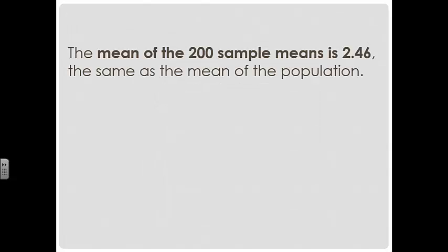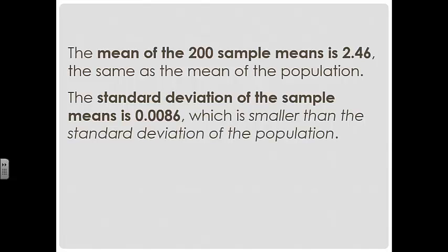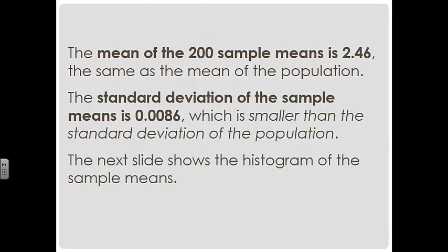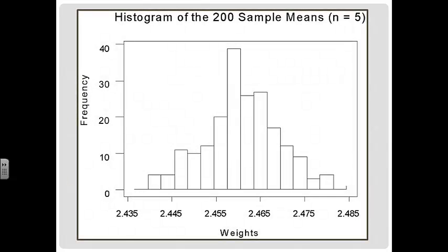The mean of that set of 200 sample means is 2.46, which you'll notice is the same as the population mean that we talked about in the original problem. The standard deviation, however, is 0.0086, which is smaller than the standard deviation of the population. So now let's take a look at the histogram of those sample means. And you can see that it's pretty normally distributed, and the mean is at 2.46.